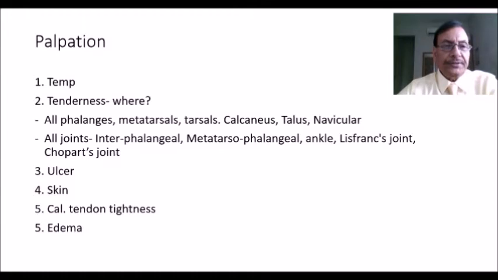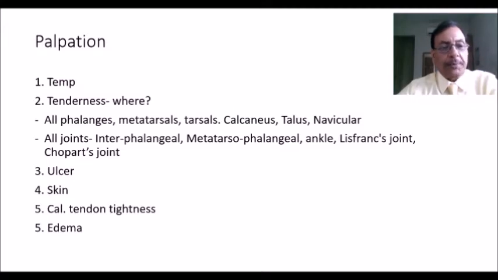Coming to the palpation, the local temperature is to be taken, tenderness is to be assessed, and where all bones, all phalanges, metatarsals, tarsals, calcaneus, talus, and navicular. To understand especially the talus and the navicular, one has to understand its location or the anatomical landmark. All joints is to be looked for the tenderness, interphalangeal, metatarsophalangeal joint, ankle, Lisfranc joint, Chopart's joint.